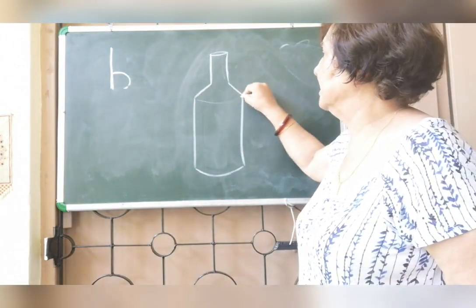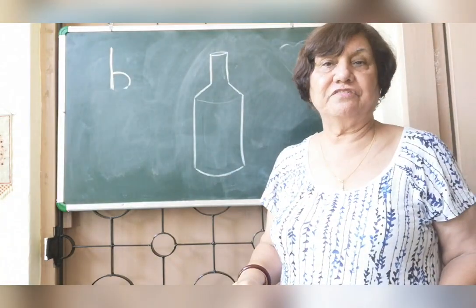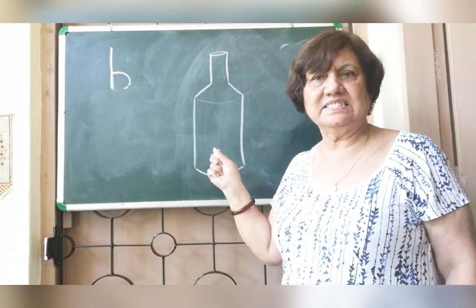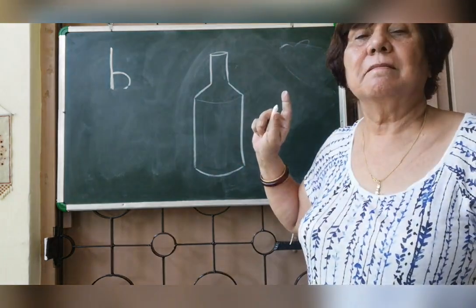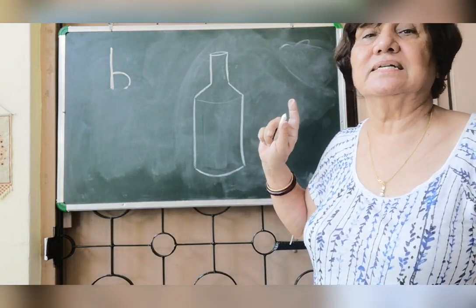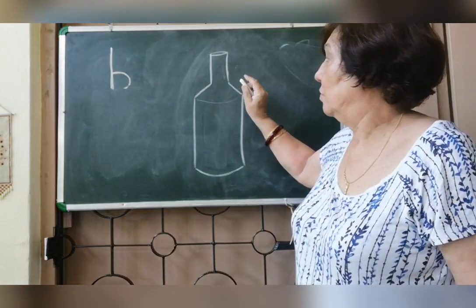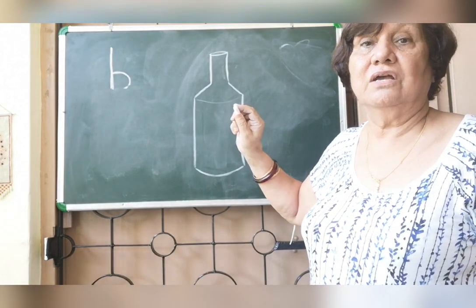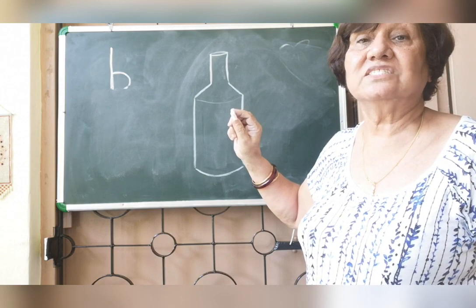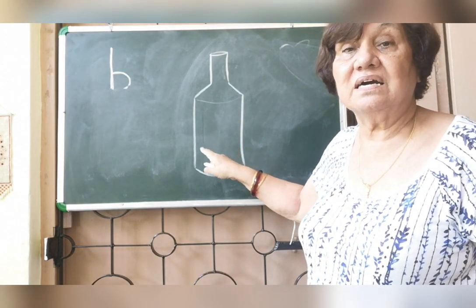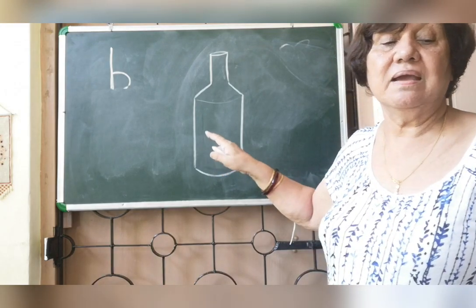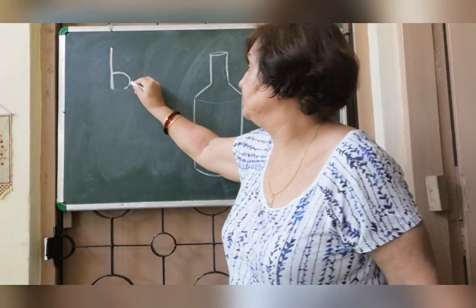Mummy fills water in this and puts it in the fridge. Can anyone of you tell me what is this? It's a bottle. B, B, bottle. And when you feel thirsty, you ask your mummy to give you nice cold water in summer, isn't it? So this is a bottle. B, B, bottle.